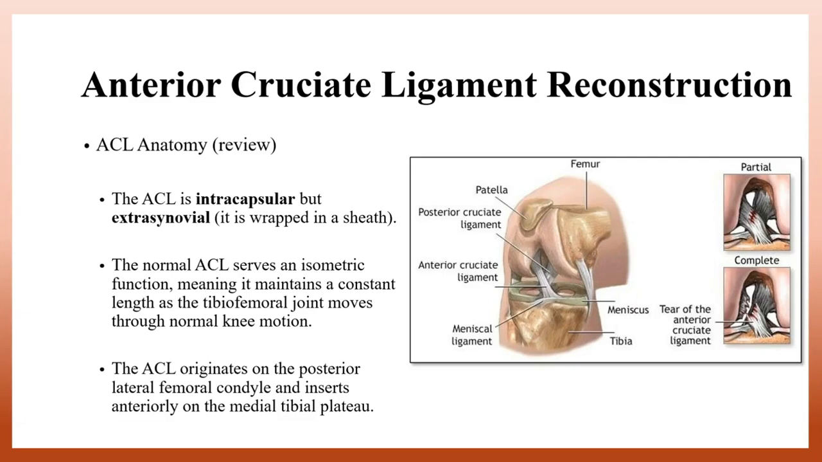But typically how we think of a ligament is that it has a poor propensity to heal. So what they've figured out is that we need to reconstruct this ligament for knee stability. The normal ACL serves an isometric function, meaning it maintains a constant length as the knee joint moves through normal knee motion. The ACL originates on the posterior lateral femoral condyle and inserts anteriorly on the medial tibial plateau. You can see the picture there on the right.